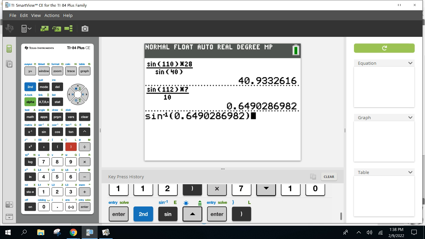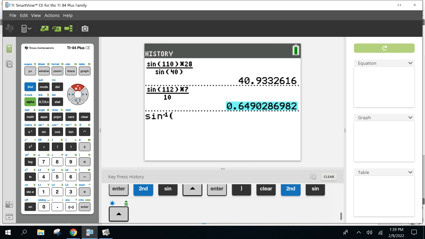All right, it's not a magic act. Second sine. Now you want to put that decimal in there, right? Go up, highlight it. If you just cleared it, that's a you problem. Highlight it, enter, it goes right back in.